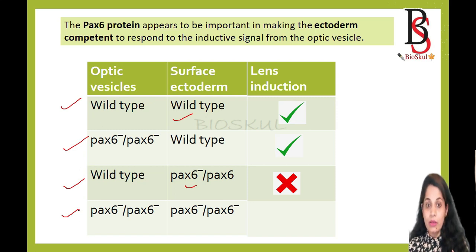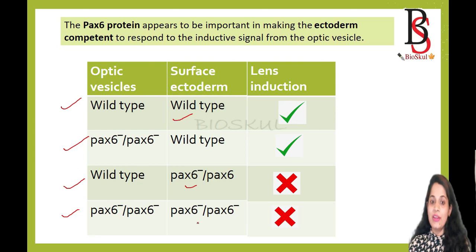Whether it may be the wild type or the mutant type in the optic vesicle, that does not matter. The thing that matters to form the lens is that the PAX6 protein should be wild type in the surface ectoderm. But here it is mutant, so there will be no lens induction. Okay. Now we come to the types of induction.